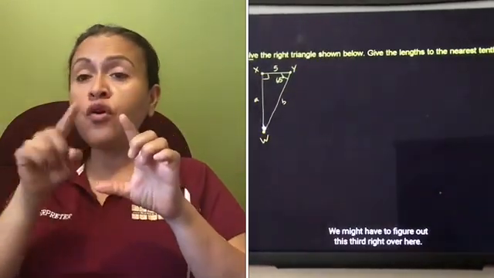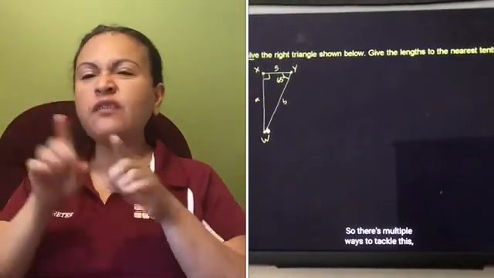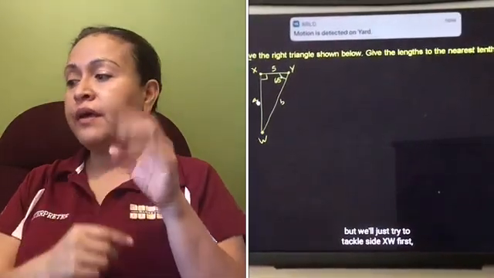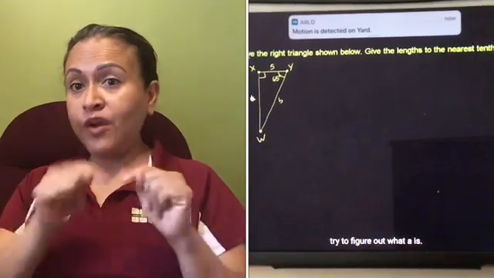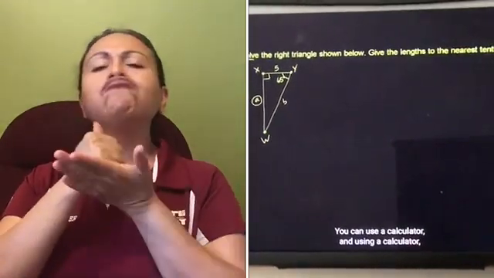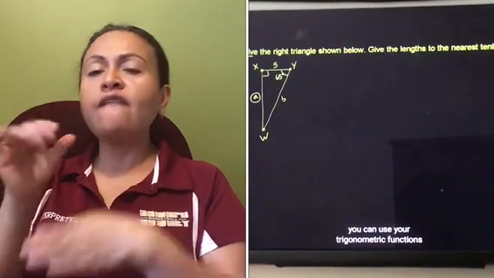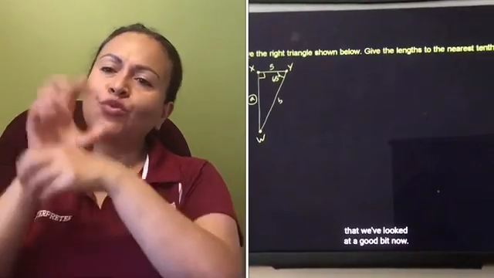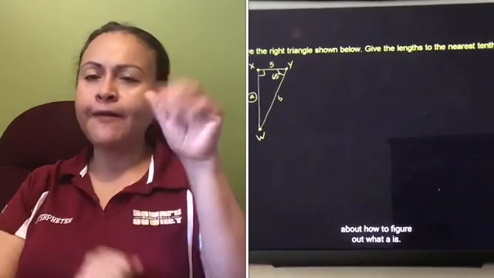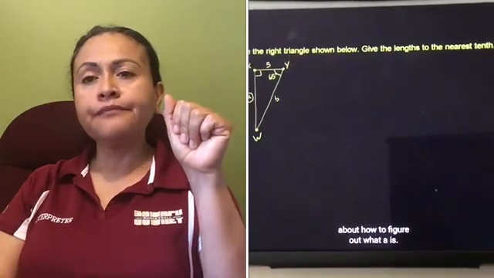So there's multiple ways to tackle this, but we'll just try to tackle side XW first, try to figure out what A is, and I'll give you a hint. You can use a calculator, and using a calculator, you can use your trigonometric functions that we've looked at a good bit now. So I'll give you a few seconds to think about how to figure out what A is. Well, what do we know?